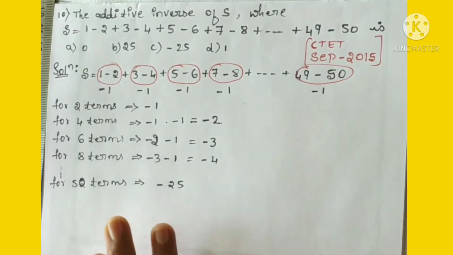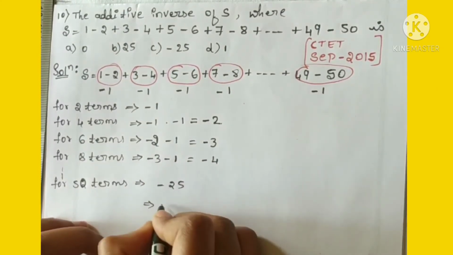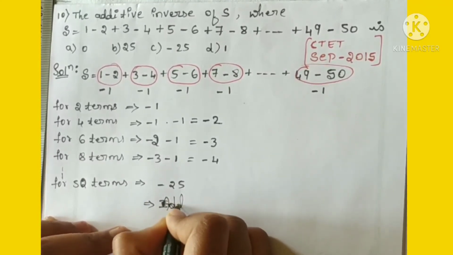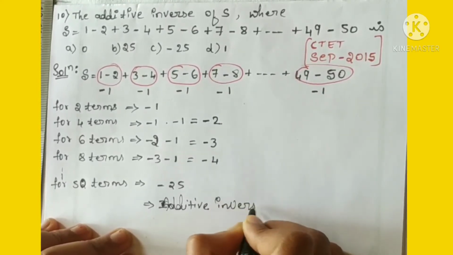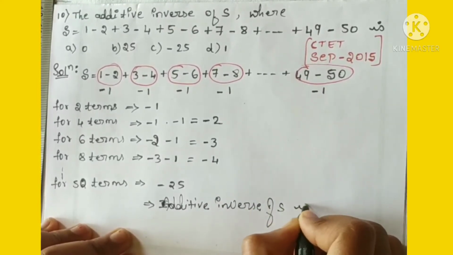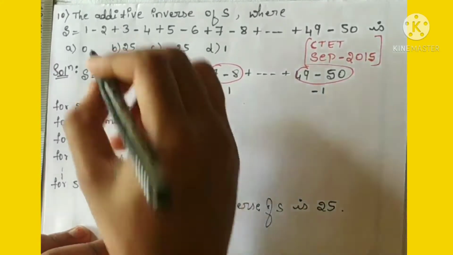But I already said that the additive inverse means we have to consider the opposite sign. But here already negative sign came. So I want to consider plus 25, that is the additive inverse of S is 25. Here the correct option is option number B.